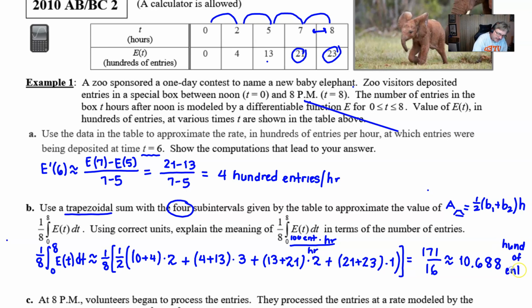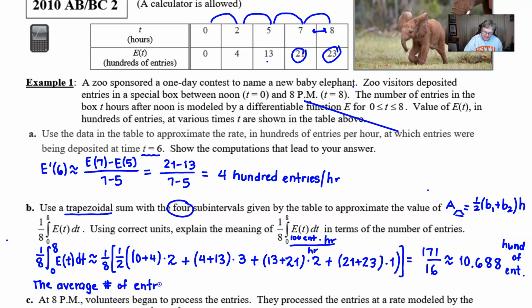I'm just going to abbreviate that for now. But that doesn't do the full justice of explaining the meaning. What we hope that you really recognize is that from our earlier topic in Unit 8, 1 over b minus a times the integral from a to b is an average value. So you want to make sure that you use that phrase average. And the best way to do that is to say it is the average value of E of t, which is the hundreds of entries, or in more plain, simple English, the average number of entries.